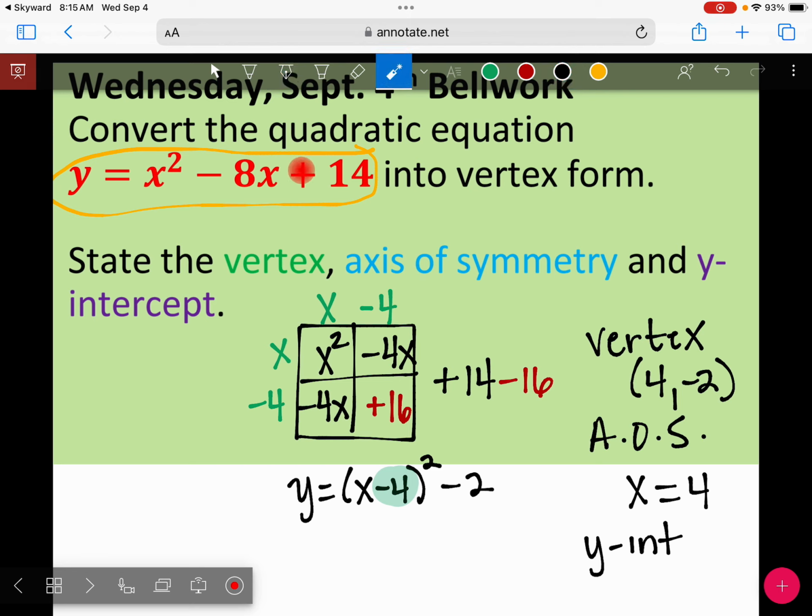That comes from this equation here. Which one of these numbers is my y-intercept? 14. Yep.